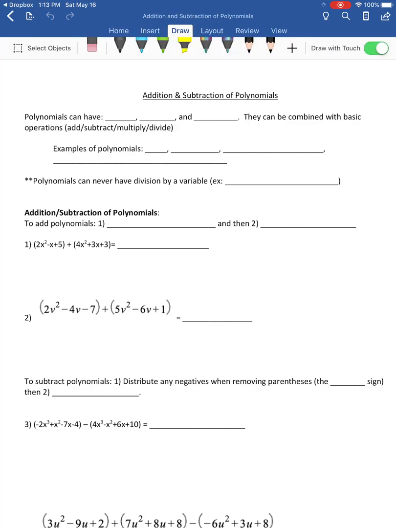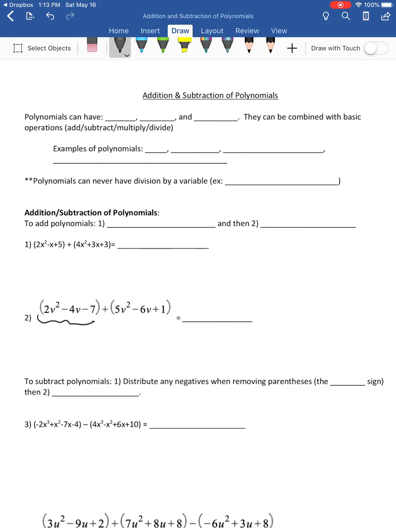All right, so we're going to look at the first lesson in Goal 6. Goal 6 is about polynomials. Okay, so an example of a polynomial would be something like this, 2v squared minus 4v minus 7.